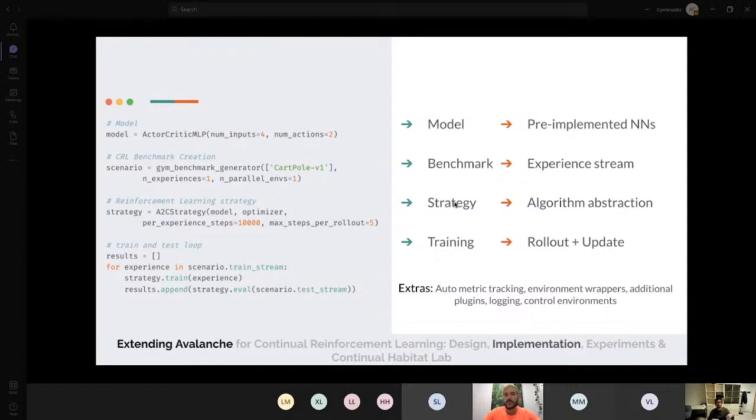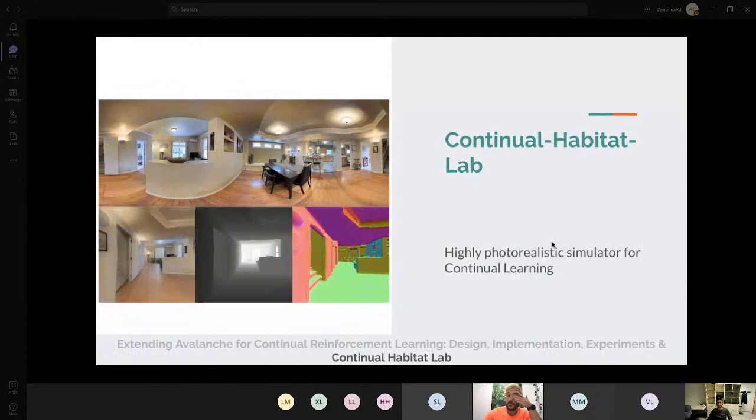And the strategy: we pick an algorithm, and let's say the first implementation of AvalancheRL allows us to select among A2C and DQN plus some DQN variants. And then we train with the usual training loop, and essentially we alternate rollout and update steps as we explained before.